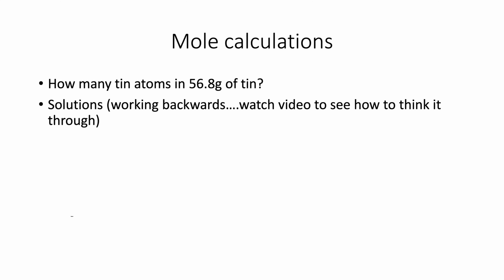So how many tin atoms in 56.8 grams of tin? This one I'm going to do working backwards, just to show you the different ways of thinking it through, but you should do whatever you like. If you get stuck one way, try the other way. We want the units of the answer to be tin atoms, because it says how many tin atoms. Tin is Sn. So we're going to start with the 56.8.